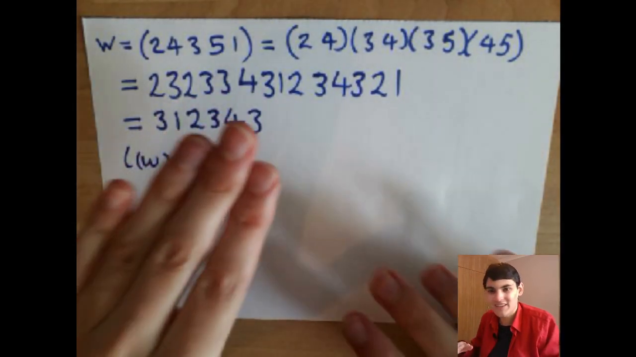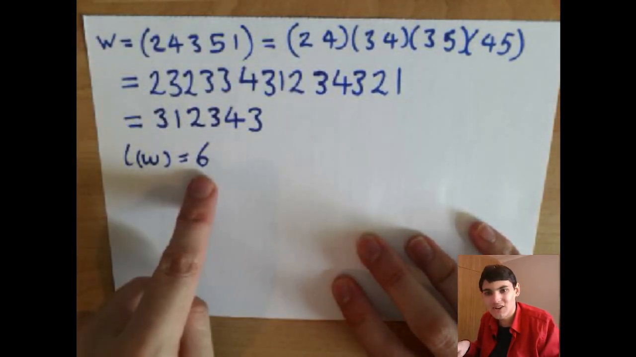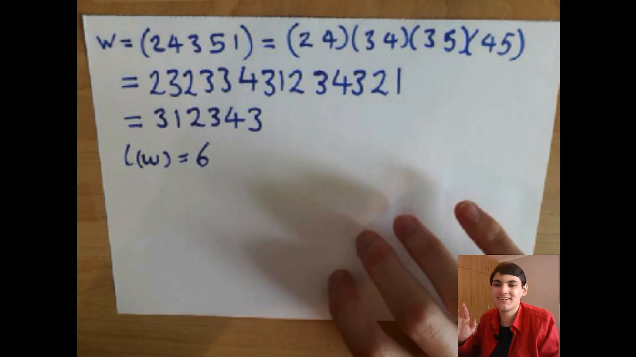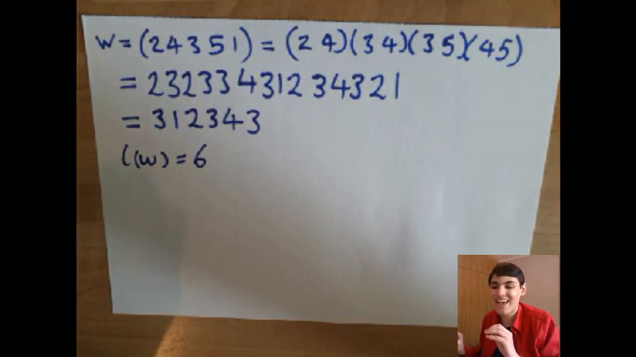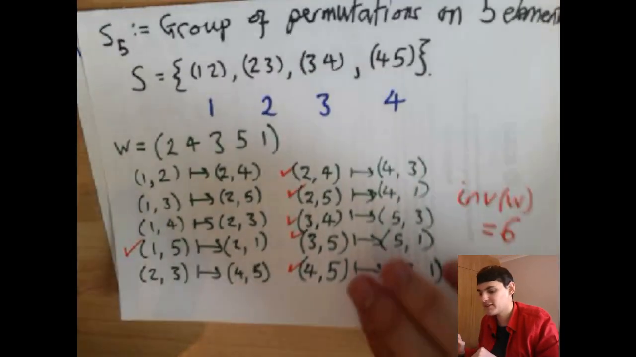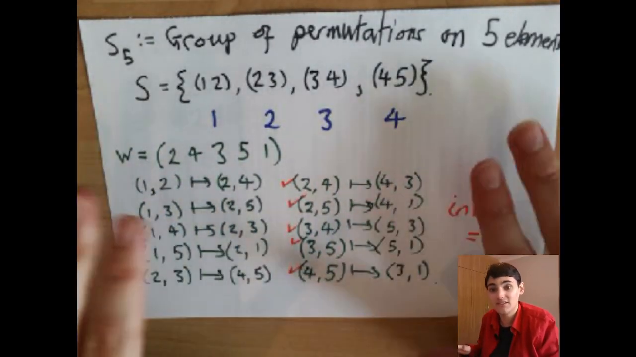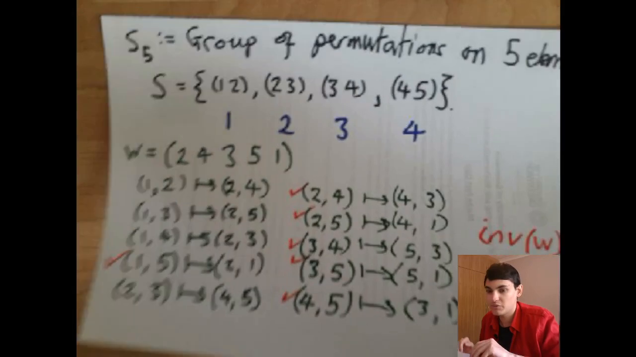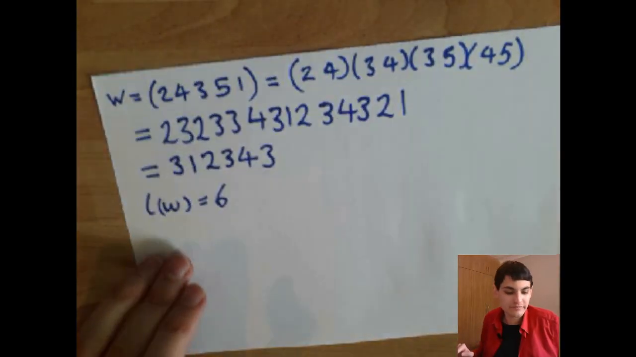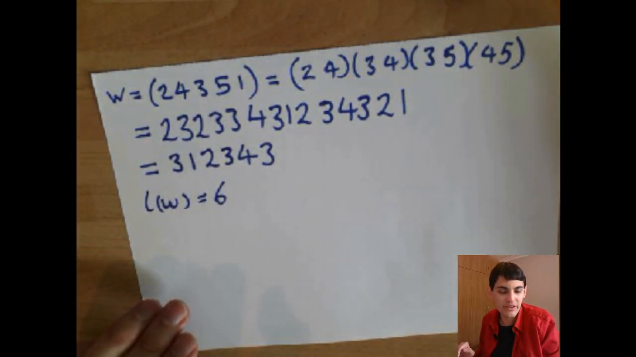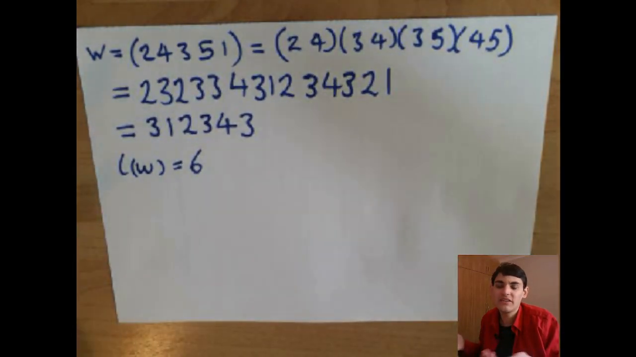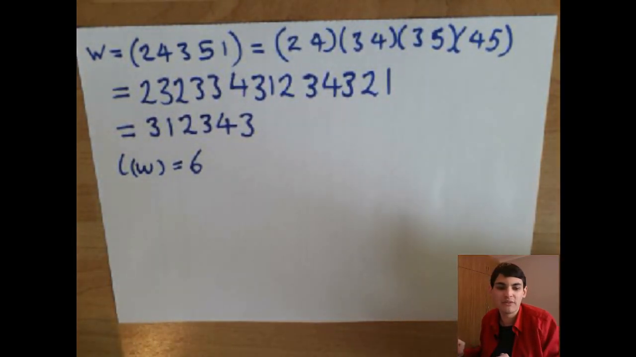The thing is, this method of calculating the length is insane. It takes ages, whereas this method just quickly calculates the inversion number. This is a lot quicker. So it's a nice property that they have.